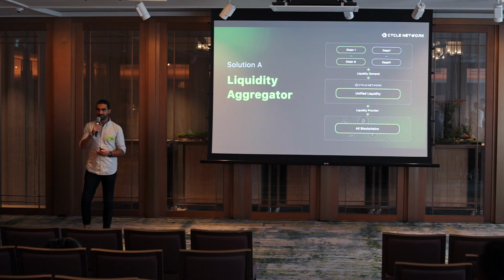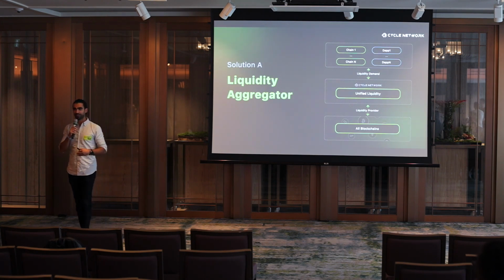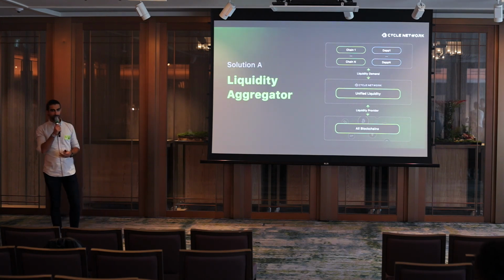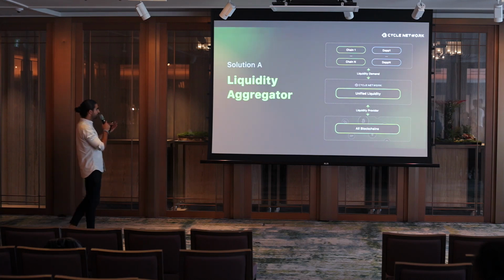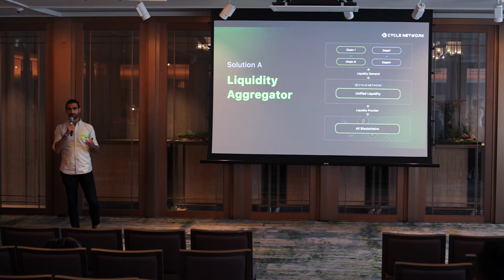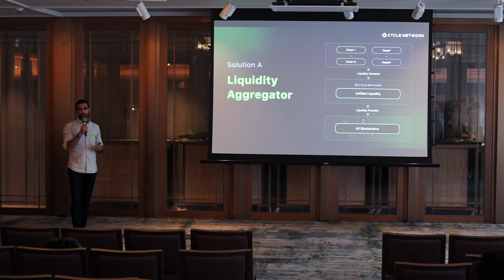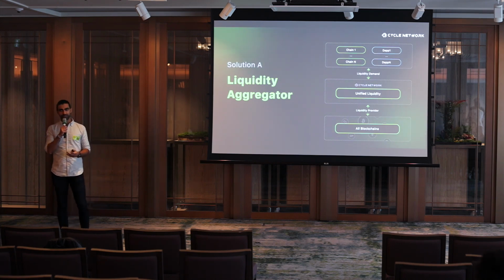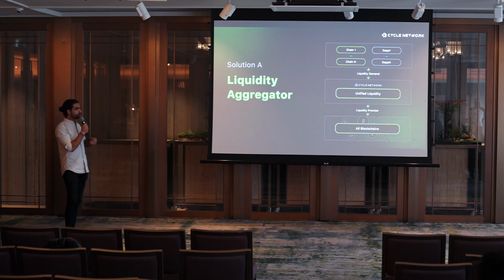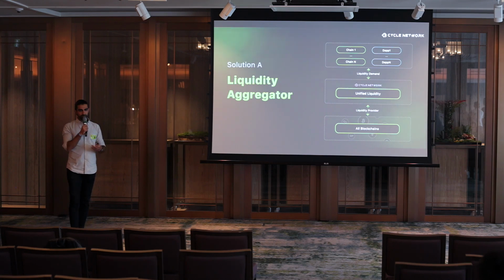Now we're going to be discussing the solutions that we're trying to provide to the space and what we're currently building. The first one is what we call liquidity aggregator. Cycle network being able to connect to blockchains in a seamless and trustless manner allows us to aggregate liquidity in an abstract layer, and this is what we call liquidity abstraction. And we also work with liquidity providers that provide additional liquidity to the network and chains or dApps that might be in need for it.